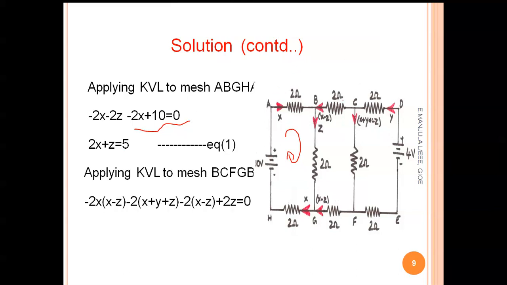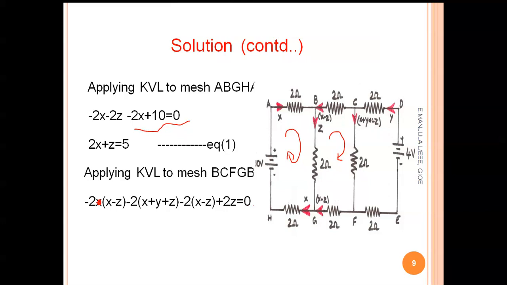Then applying KVL to B, C, F, G, B. Now 2 into x minus z, minus 2 into x plus y plus z, minus 2 into x minus z, plus 2z is equal to 0.